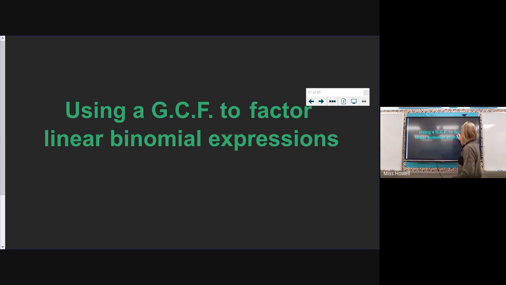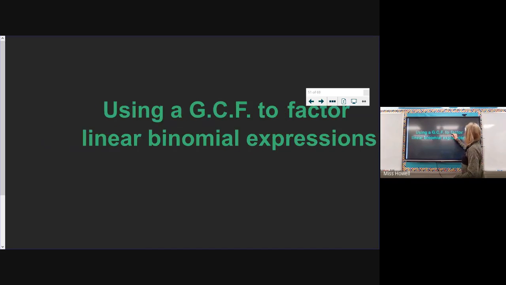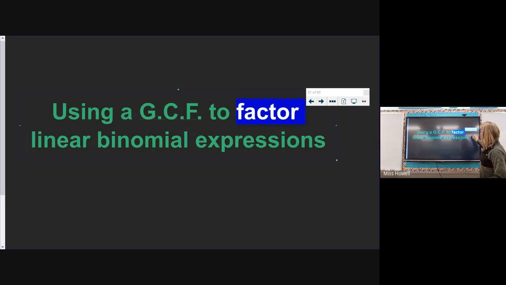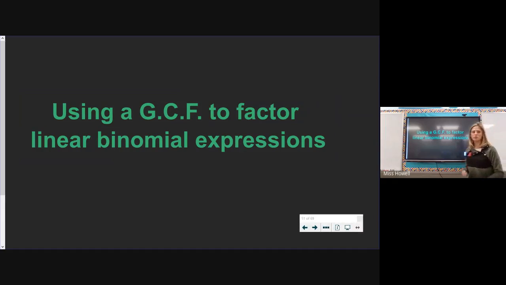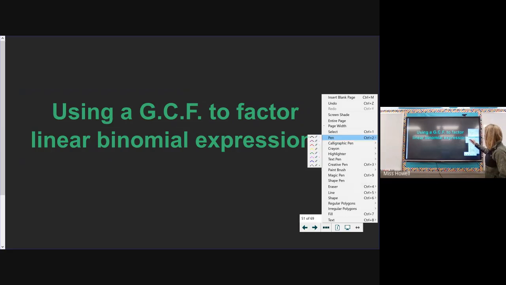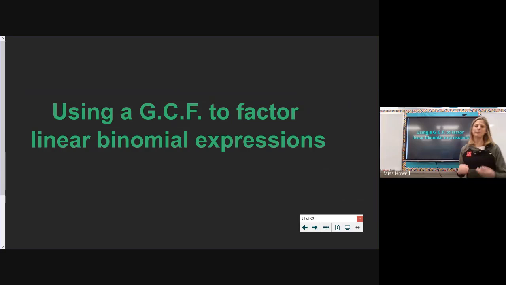So whenever I see this word factor, that's telling us I'm trying to break apart the problem back into things that could be multiplied to give us the original value. So that's our goal for today. Can I take what's called a linear binomial and get it back to items that I can multiply together to get back to the original?